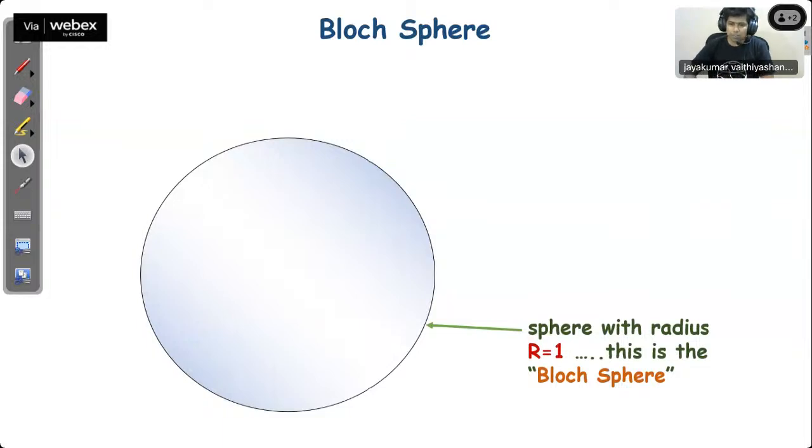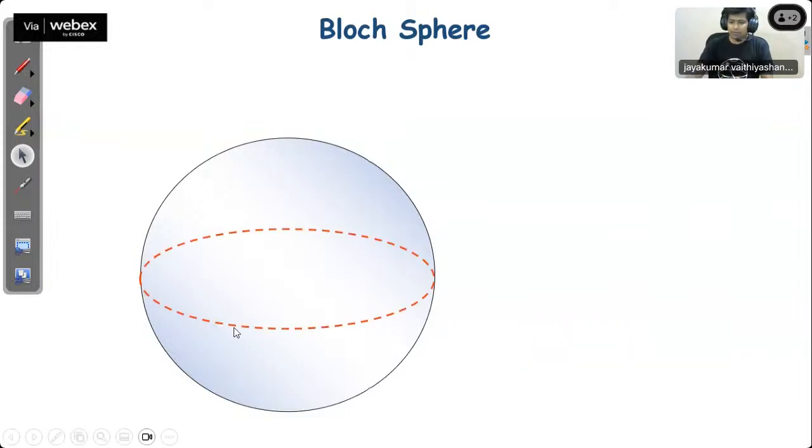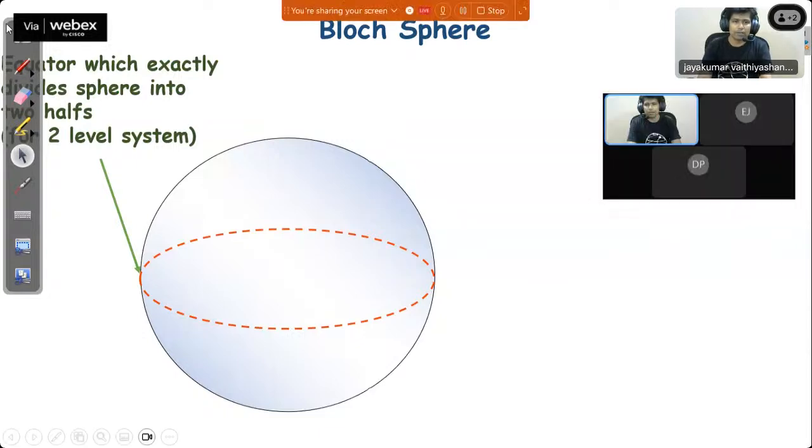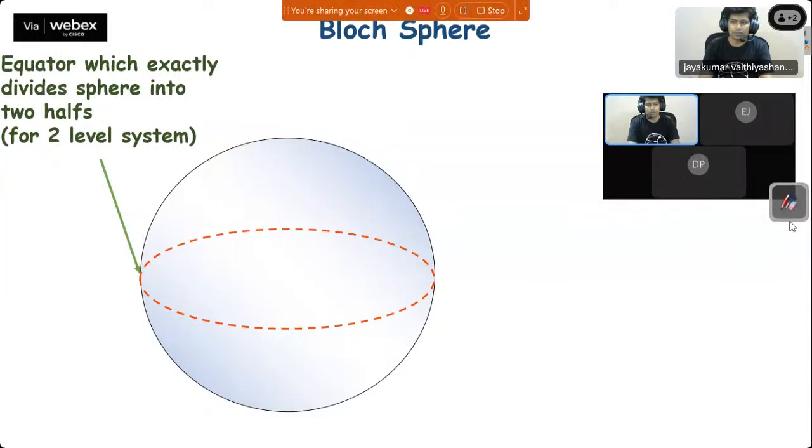Normally the Bloch sphere will have a radius equal to 1. We try to normalize that sphere, so the radius will not go beyond 1 or below 1. It will be very constant. That is why we are using a unit radius for the Bloch sphere. Then we divide this Bloch sphere into two hemispheres.